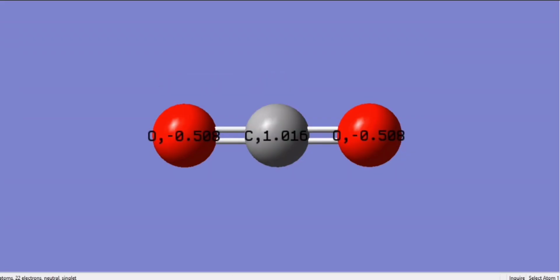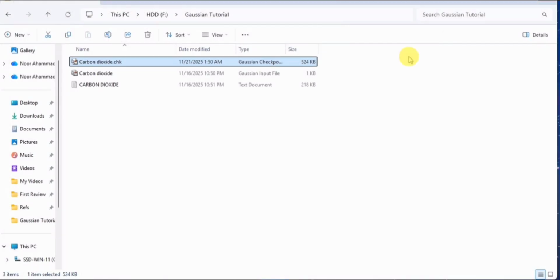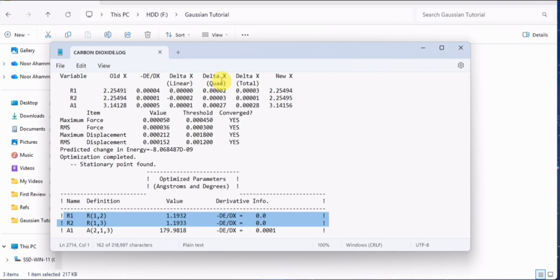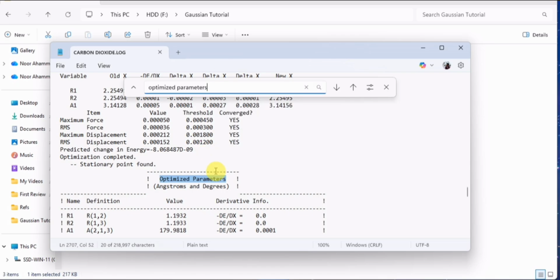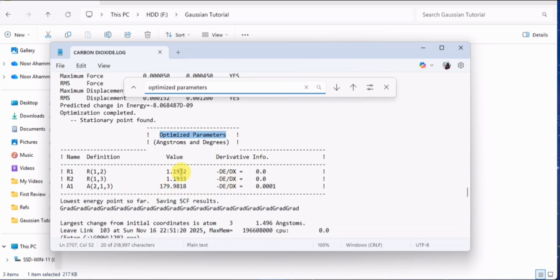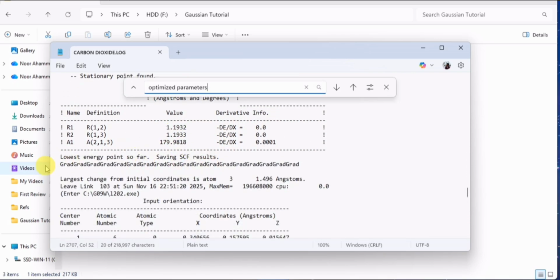Now, I want to open the log file, which is the text file. From here, you can find data like the optimized parameters, which contain the bond length, bond angle, these types of things. I'm searching for it. Optimized parameters. So you can see here are the optimized parameters.